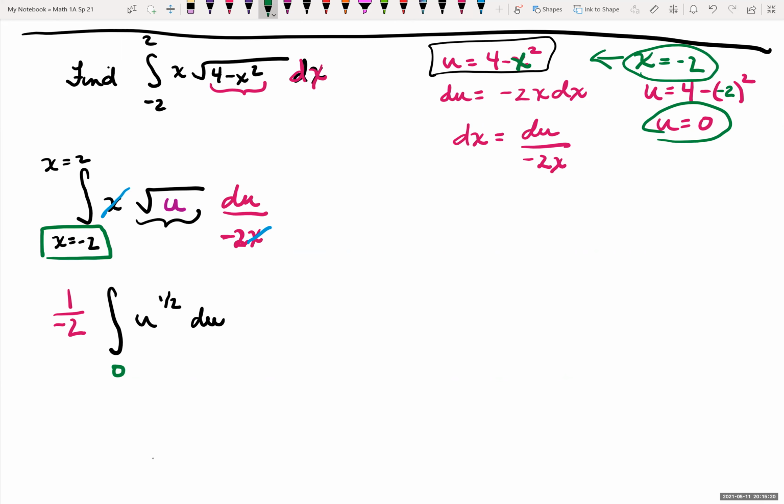So do the same thing here when x is positive 2. Well, notice if you plug in the same thing there, we're going to get the same thing. We're going to get u is equal to 0.